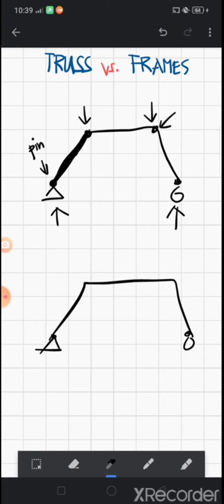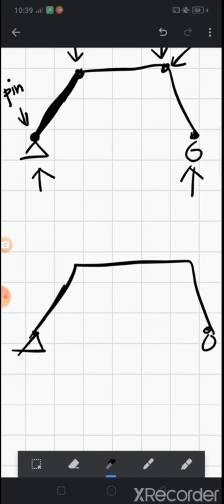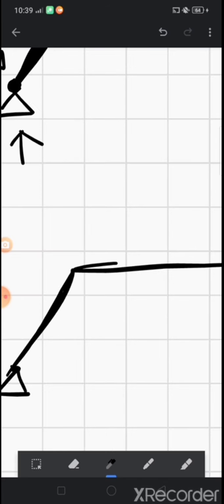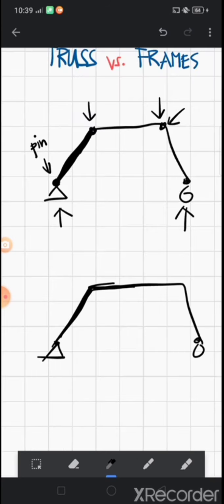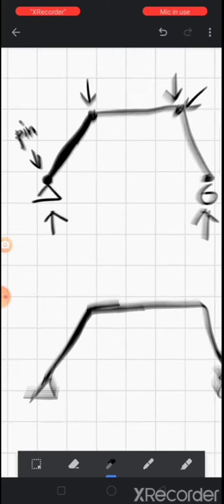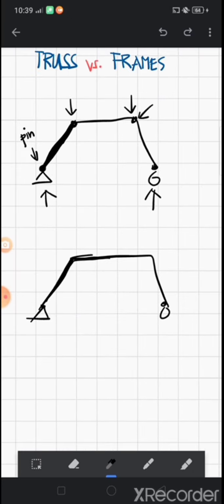And then the difference is that a frame could be continuous here. It has no end here, no joint here. Could be a whole system like this. So that's a frame.